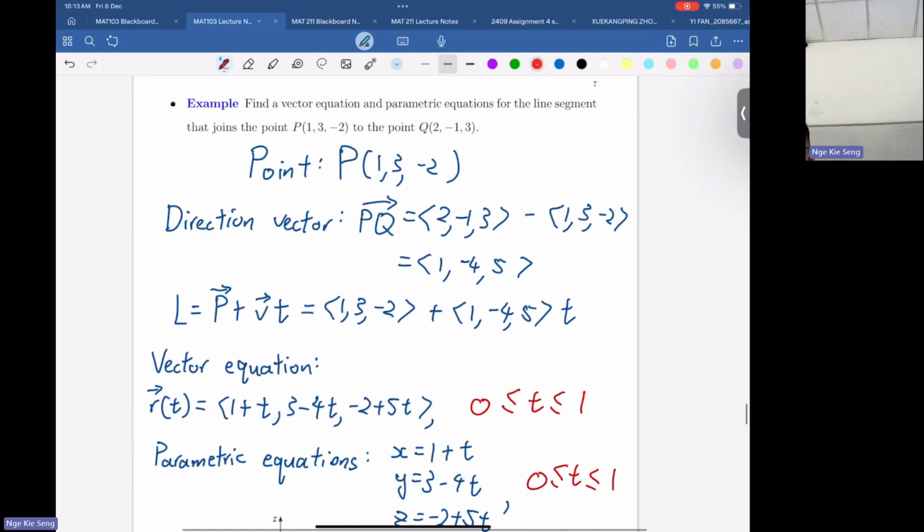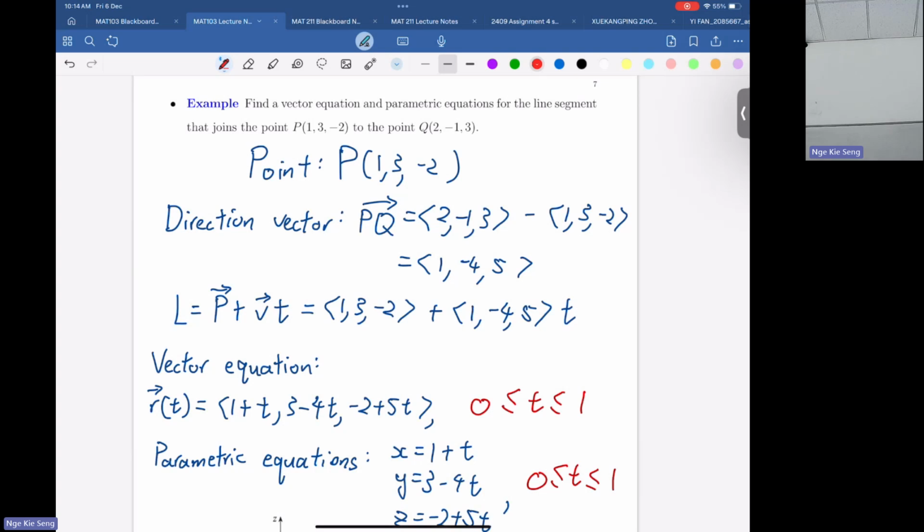Okay, next. This is about finding a vector equation and parametric equation for a line segment. Previously we found a line. There are two ways to describe this line. One way is using L equals to V0 plus Vt here. You could see the vector V0 as a point on your line, with your direction vector times t. Or you can write it as a parametric equation here.